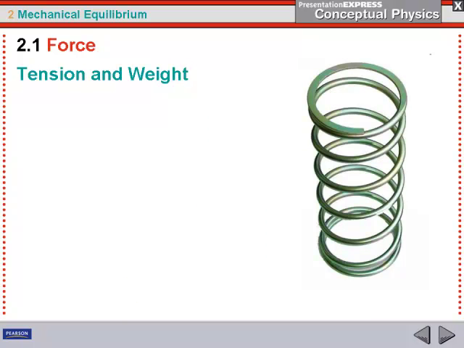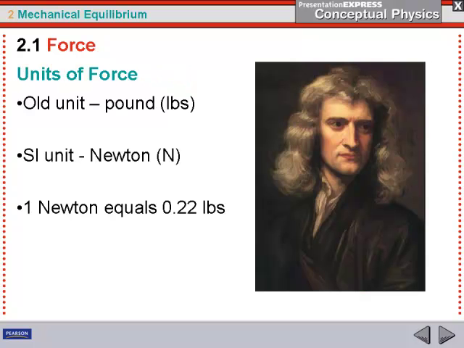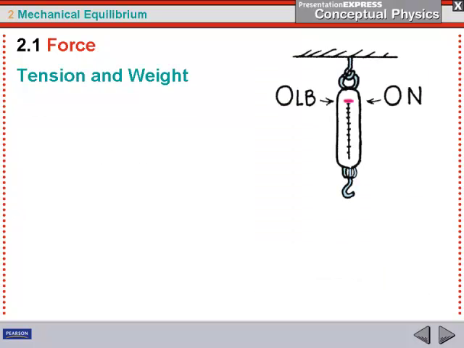This tension can be measured in pounds or newtons. Pounds and newtons are units of weight, which are units of force. The old unit is pounds, abbreviated lbs. The SI unit for force is a newton, abbreviated with a capital N. 1 newton equals 0.22 pounds. With nothing on the hook, the scale reads 0 pounds or 0 newtons.